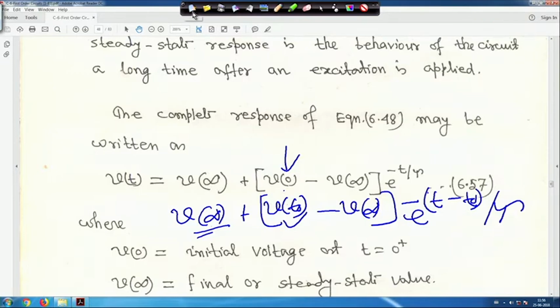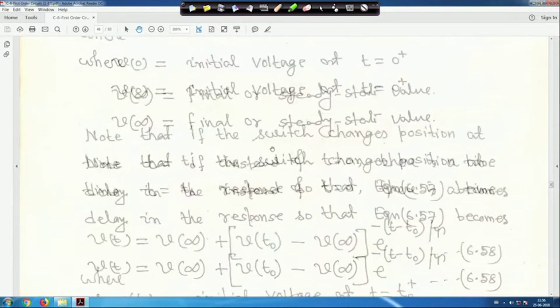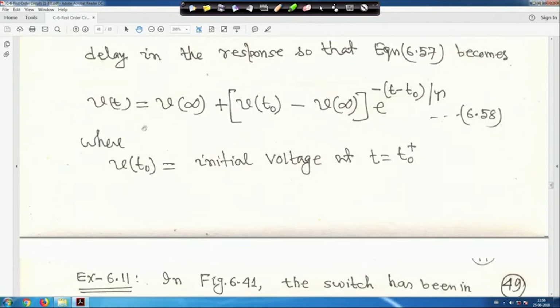So this is the expression: Vt is equal to V infinity plus Vt0 minus V infinity, then e to the power minus t minus t0 by tau. This is equation 58, where Vt0 is the initial voltage at t is equal to t0 plus. If t0 is equal to 0, then it will be V0, and here also it will be e to the power minus t by tau.